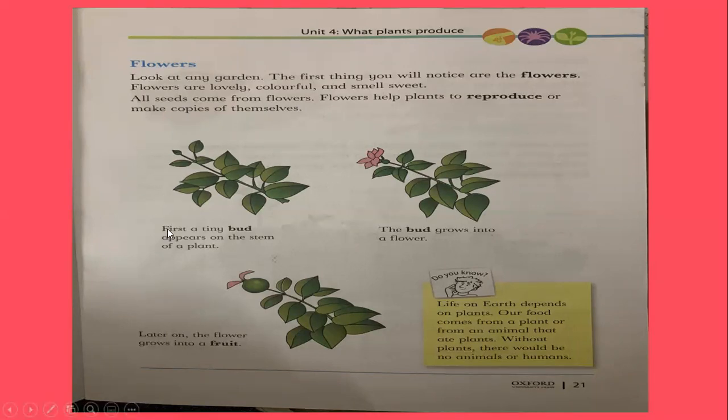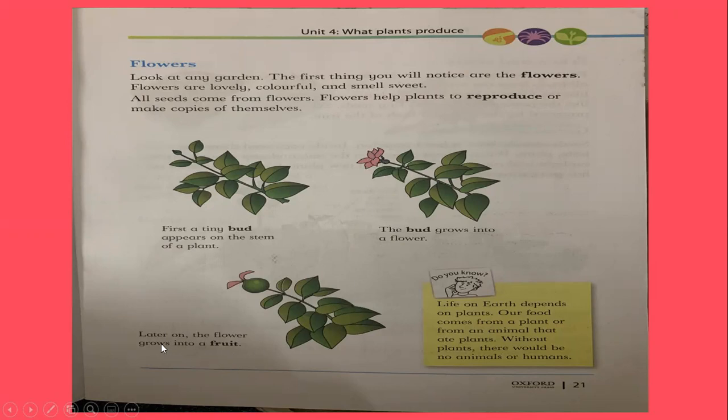Look what they are saying here. First, a tiny bud appears on the stem of a plant. Look, this is one stem of a plant. There are leaves and there is a tiny bud. Then what happens from here? A flower comes out. The bud grows into a flower. All flowers come like this. Look, here is a small bud. First, on the stem of the plant, a tiny bud comes and then it grows into a beautiful flower.